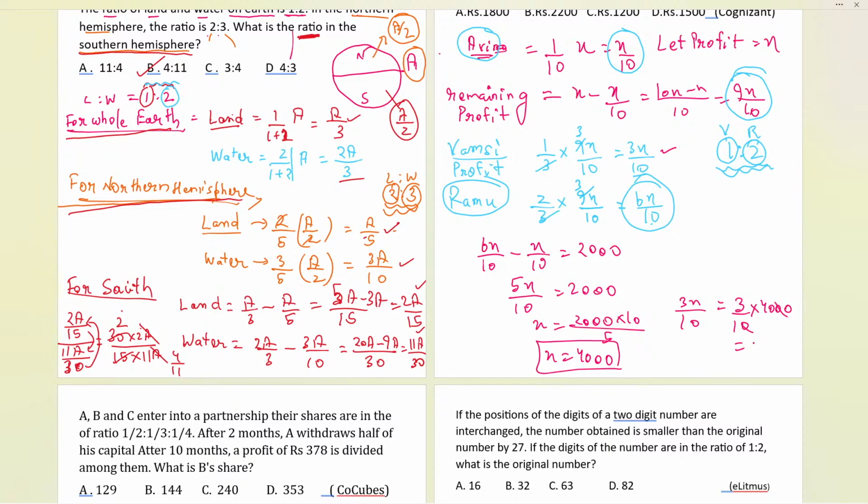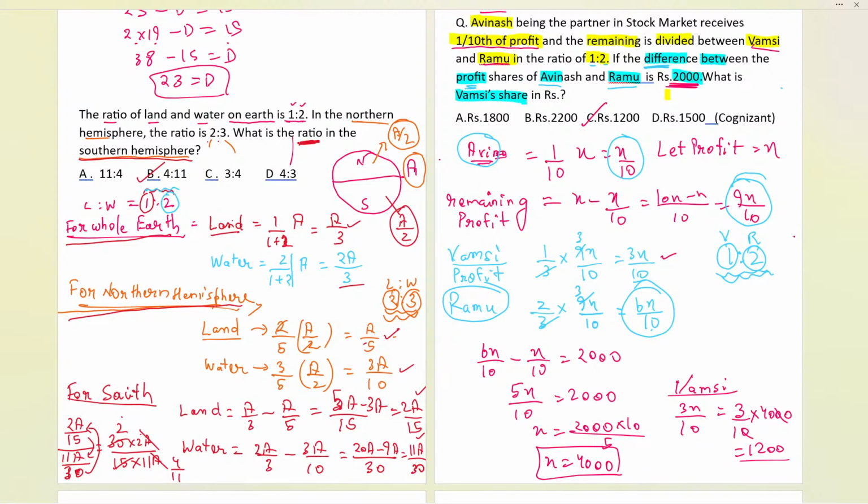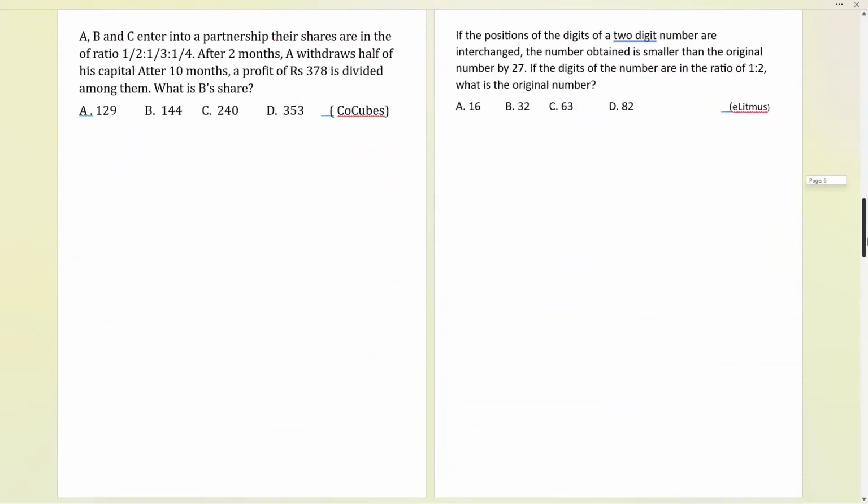So here we have 1200. We can say over here the profit of Avinash, okay, sorry, Vamsi over here. That is the part we have got in this question. Therefore, 1200, option C, is the answer we are all getting over here. Now let us move to the next question.